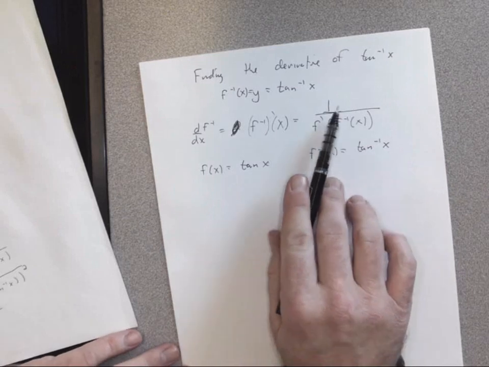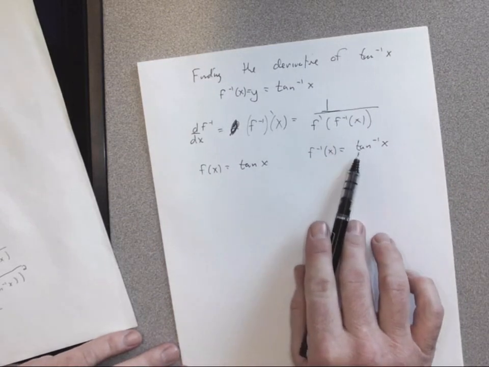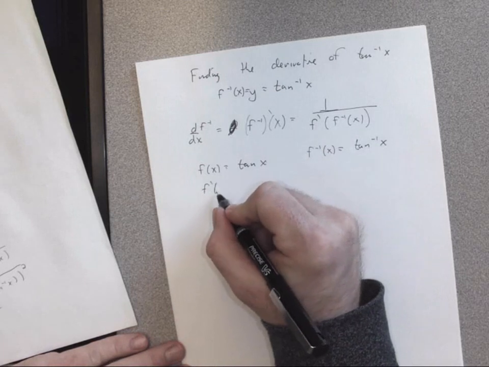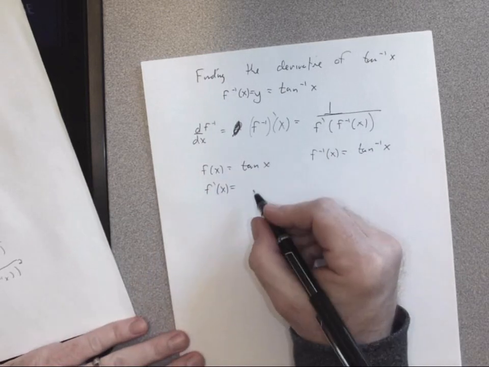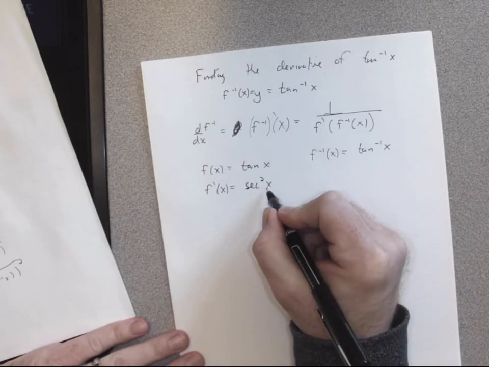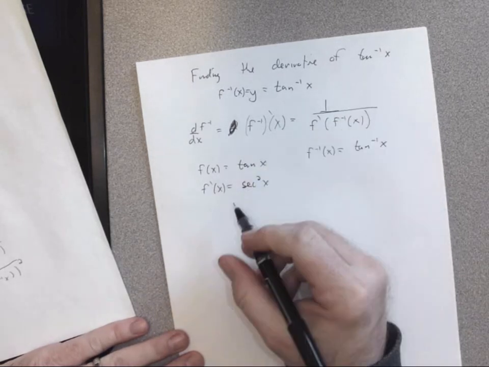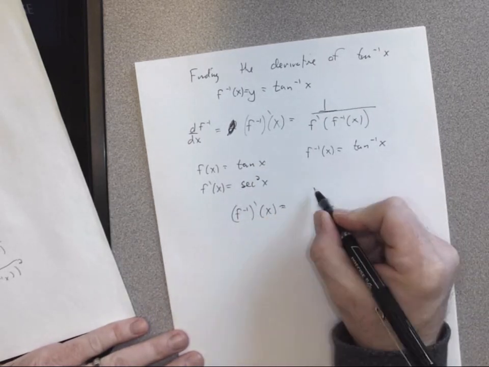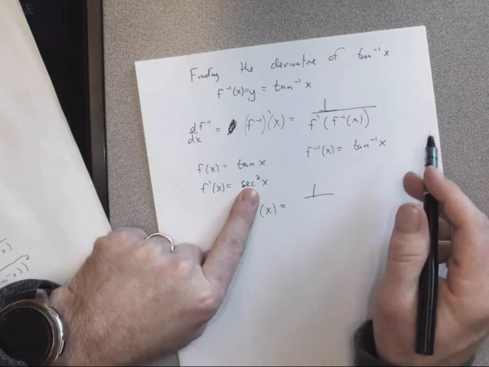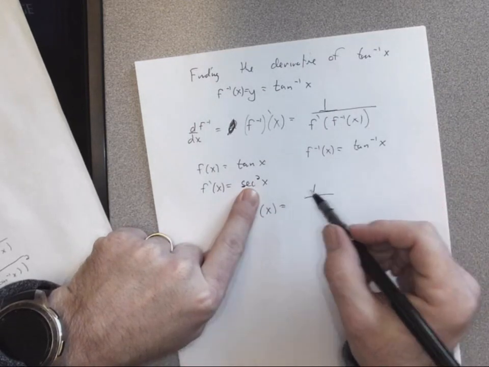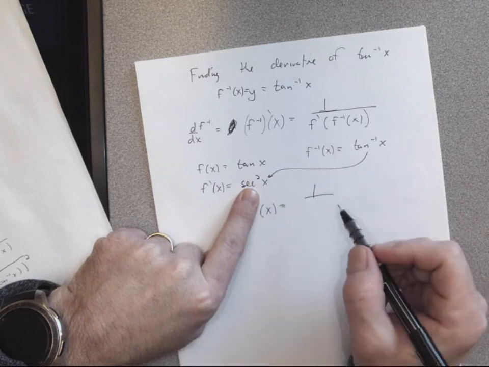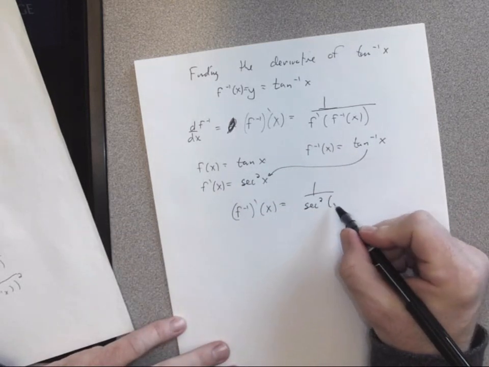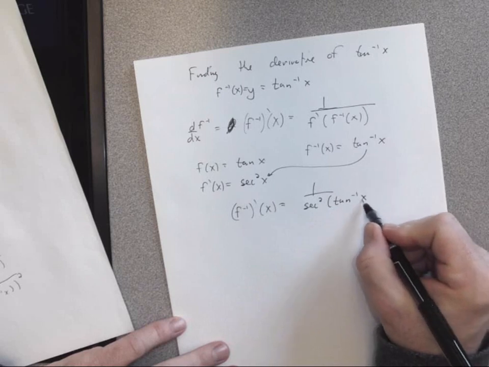So remember, in order to find the derivative, I need to know what the inverse is, and I need to know what the derivative of f is. Well, f prime of x is going to be equal to the secant squared of x. So using this formula, the derivative of the inverse is going to be 1 over this function evaluated at this function. So this is going to go into that x location. So 1 over the secant squared of the tangent inverse of x.